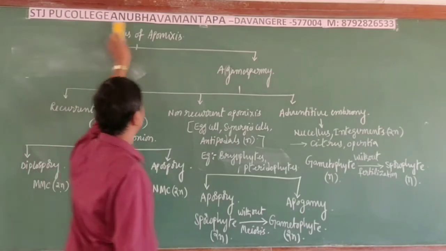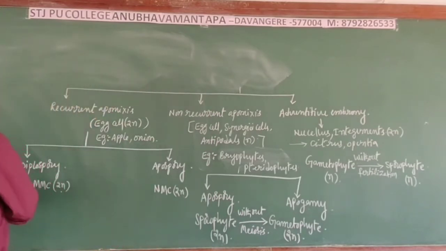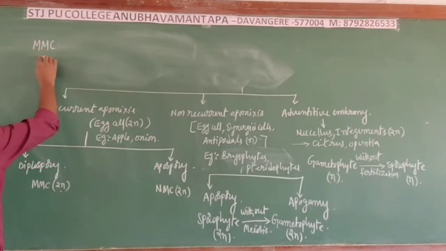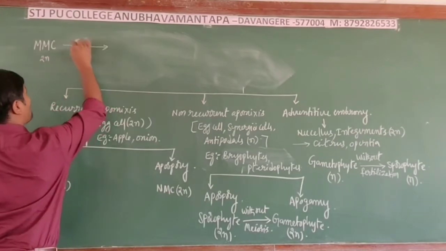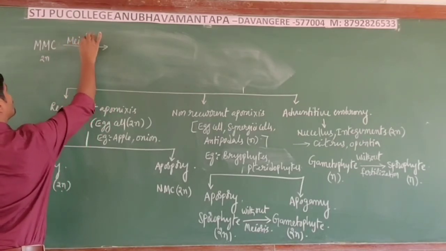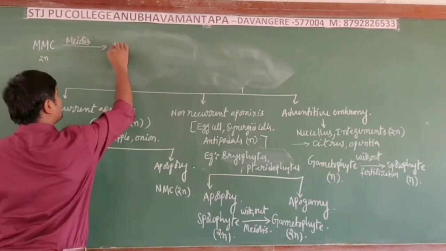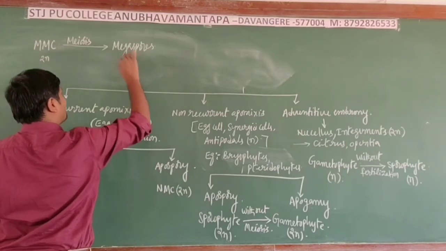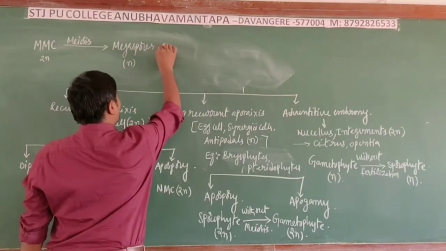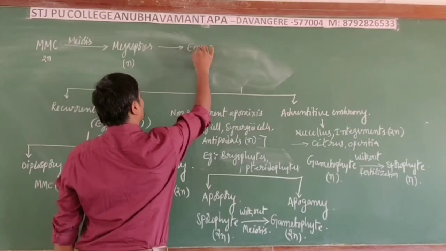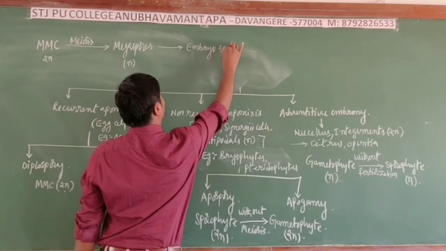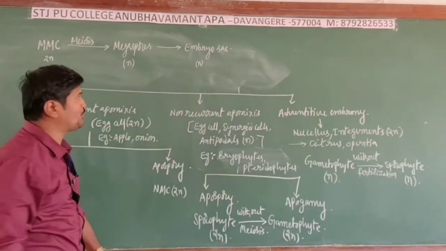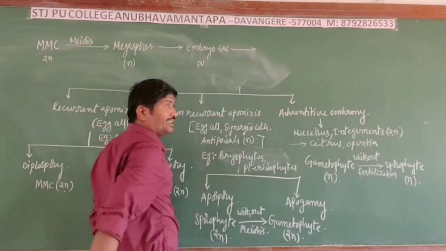See here, generally the megaspore mother cell, MMC. In the normal condition, what happens? The megaspore mother cell is 2N. It undergoes meiosis, and as a result the megaspores develop. One of the functional megaspores, which are haploid, develops into the embryo sac. The embryo sac is haploid because it is developed from the haploid megaspore.